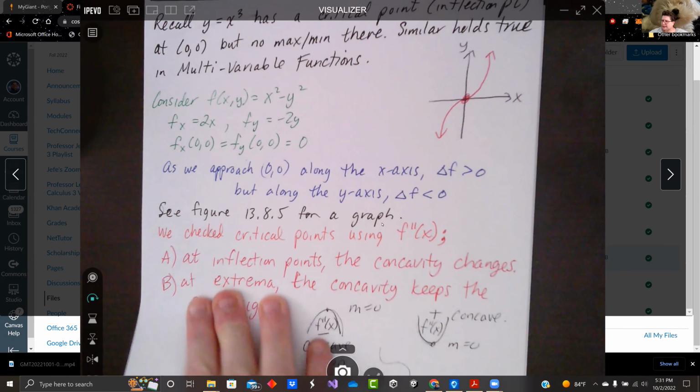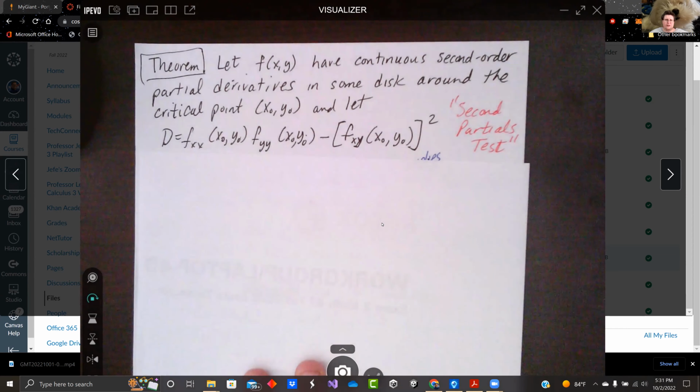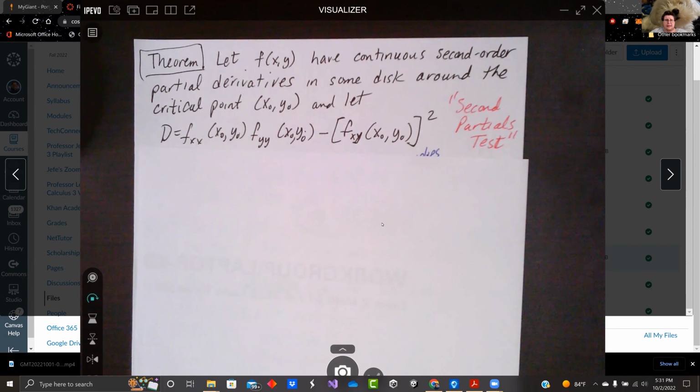Let's take a look at a way we can actually find this information with some theorems. We're going to let f of x, y have continuous second order partial derivatives in some disk around our critical point, x naught, y naught. It's called the second partial derivative test, or the second partials test. We're going to evaluate the second derivative with respect to x at the critical point. We're going to multiply by the second derivative with respect to y at that point. And then we'll subtract the square of the mixed partials. So D equals fxx times fyy minus fxy squared.